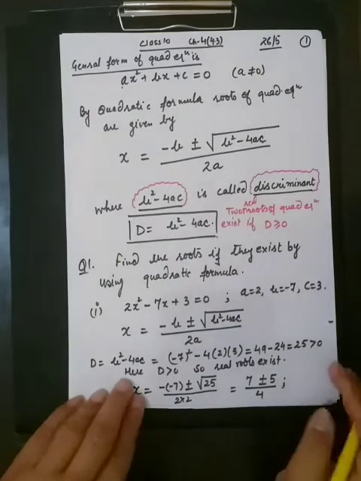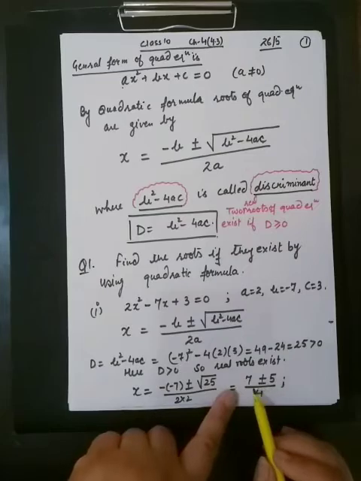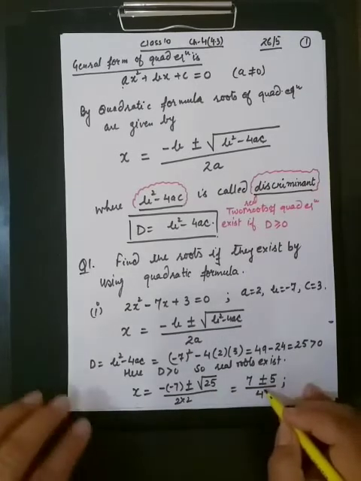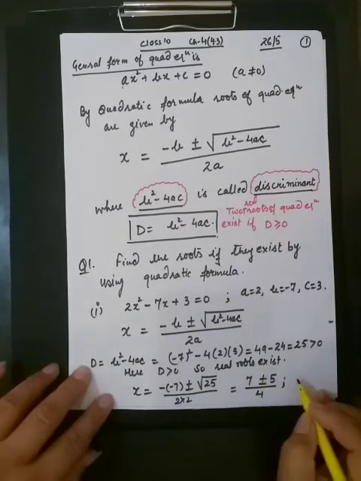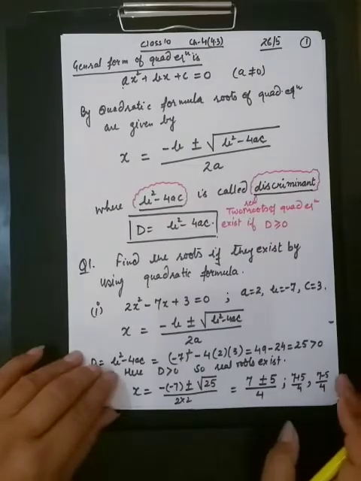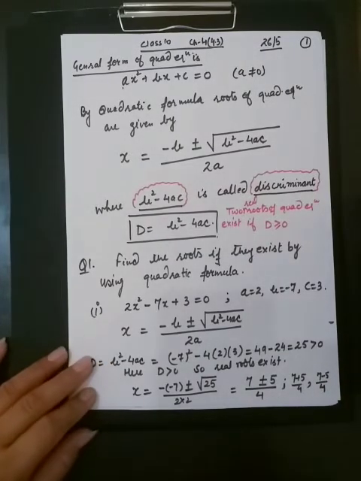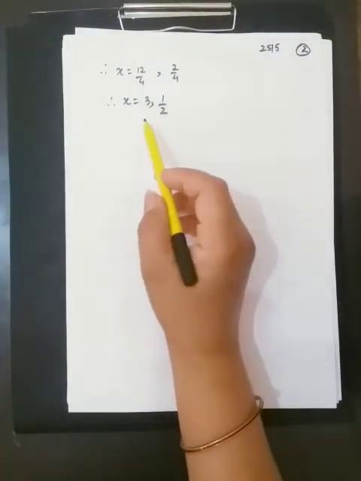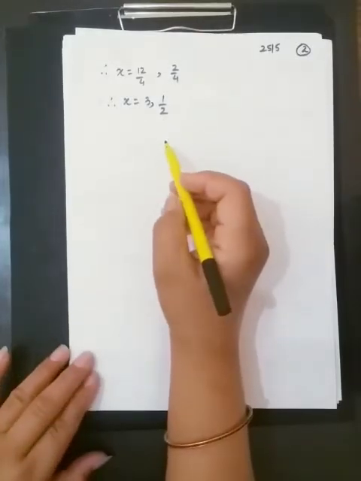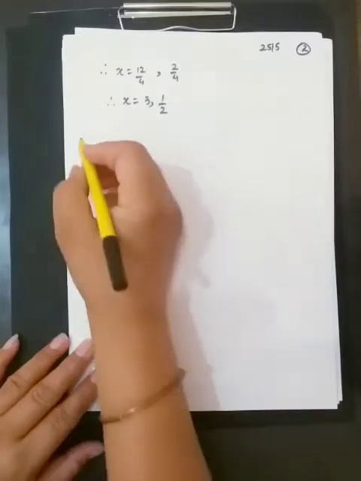Now we will get two roots. When we take the first case we have to consider the addition sign, and in the next case we have to consider the subtraction sign, because both the signs are present here, plus minus. The roots are 7 plus 5 by 4 and another root is 7 minus 5 by 4. On solving this we will get the roots of the quadratic equation. Therefore we get the roots of the quadratic equation as 3 and 1 by 2. Similarly, we can practice other parts of this question.